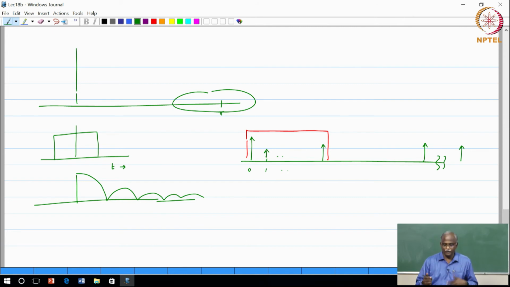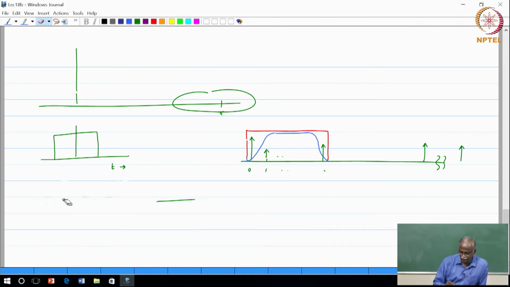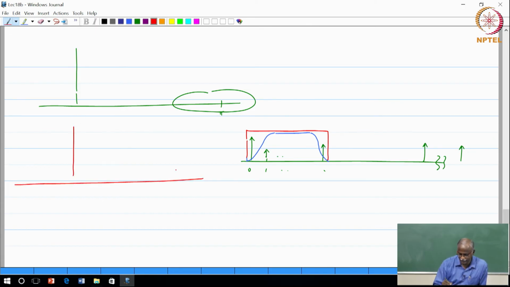So the first option is, other than a rectangular window, can I apply some other window? There are several windows. You can have, let us say, a window that has a smooth response that removes the sharp edges. Can you guess the frequency response of this? Let me draw the corresponding spectra. The red version is a rectangular window. Let me draw the spectrum of the rectangular window. For the blue, it will have lower side lobes.